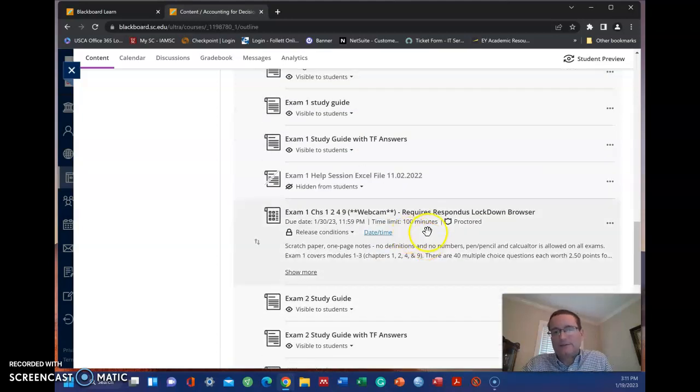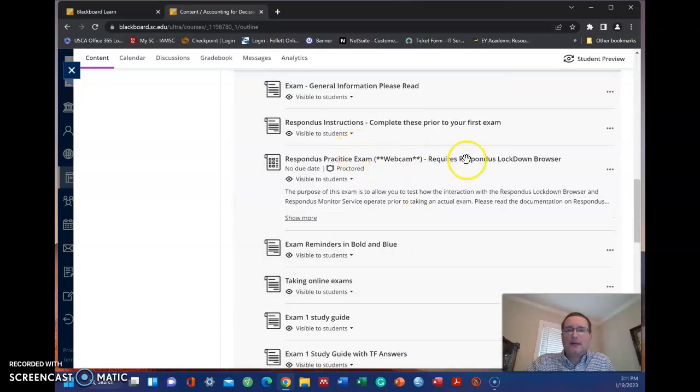Exams must be taken using Respondus. Please take the Respondus practice exam. It's one question. Basically, it just sets you up to let you know if your computer's ready to take an exam using Respondus. Make sure when you launch your lockdown browser, you really are using your lockdown browser.